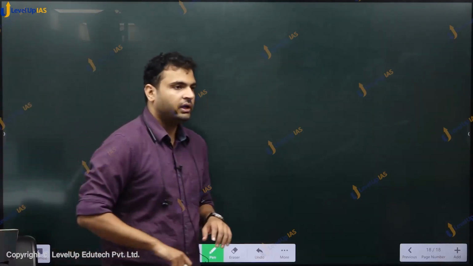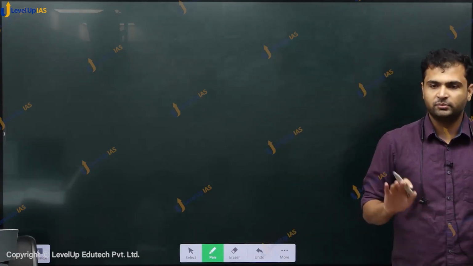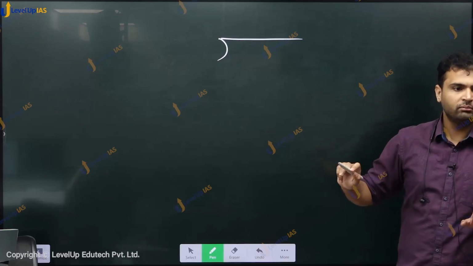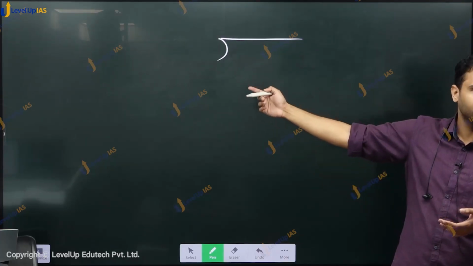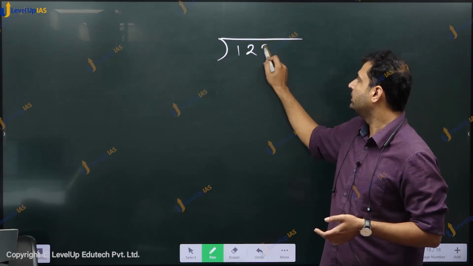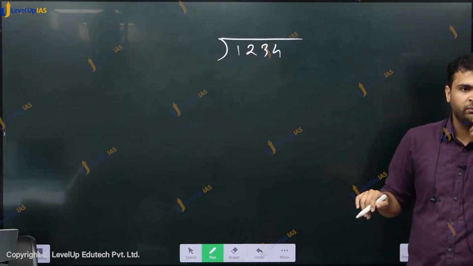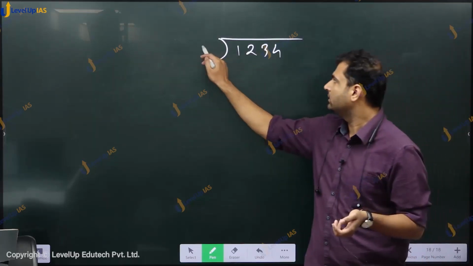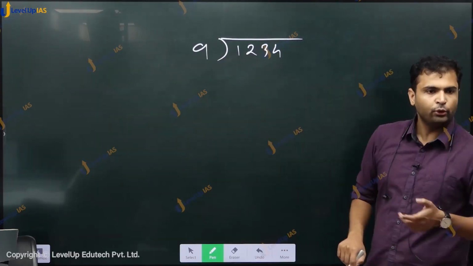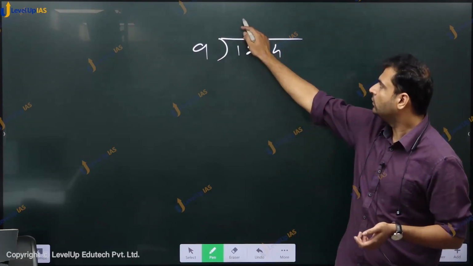Long division, everyone remembers how to divide. Long division याद है, बचपन में पढ़ा था. Whenever we want to divide one number by another number, we used to do something like this. So let us take one number here. Let us say 1, 2, 3, 4, any random number, and let us try to divide it by a simple number. Let us say 9. Okay, how do we divide? We firstly look at these digits.